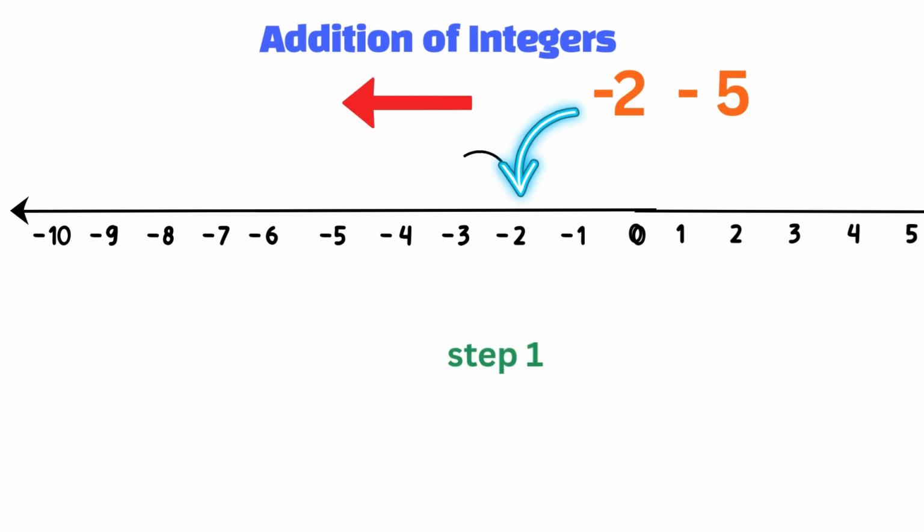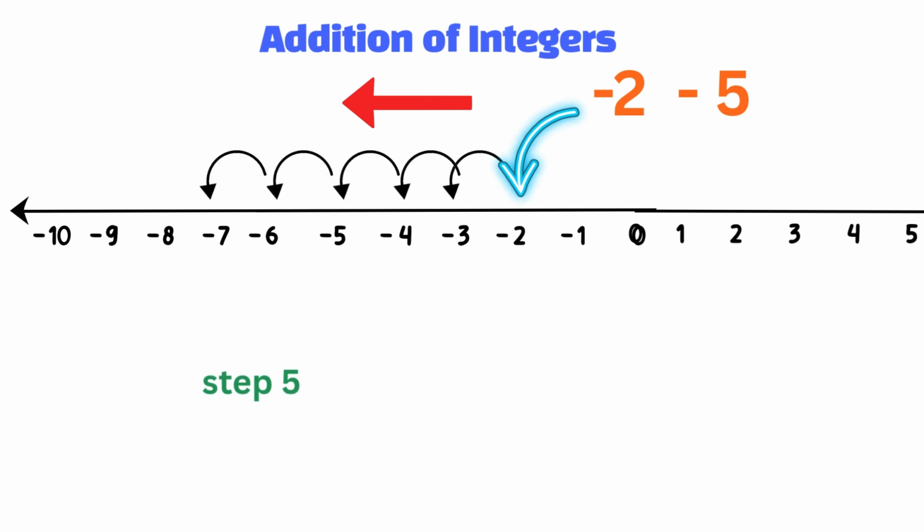Step 1. From negative 2 to negative 3. Step 2. From negative 3 to negative 4. Step 3. From negative 4 to negative 5. Step 4. From negative 5 to negative 6. Step 5. From negative 6 to negative 7. Yay, we landed on negative 7.